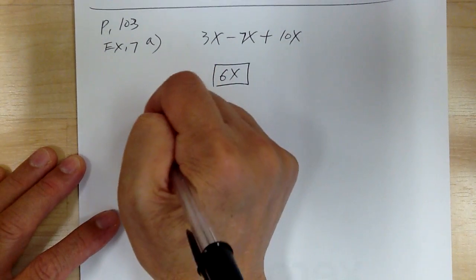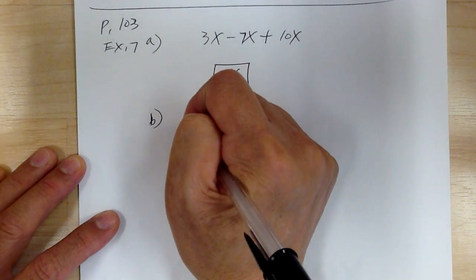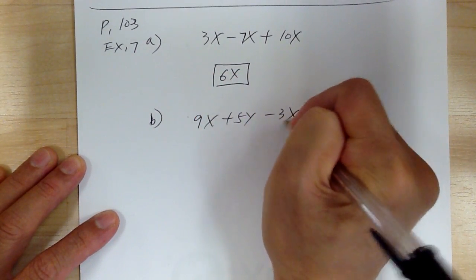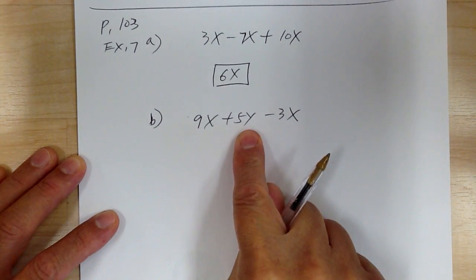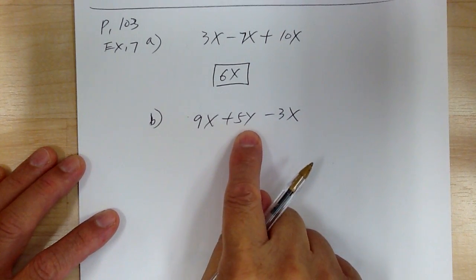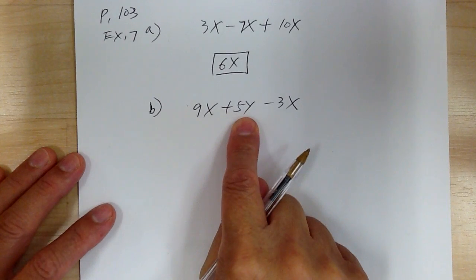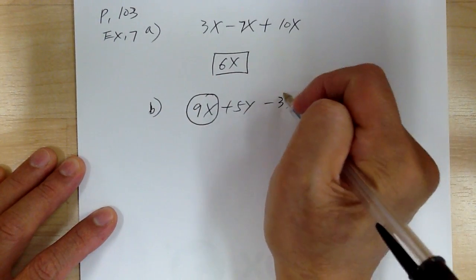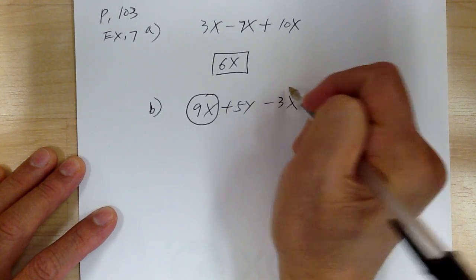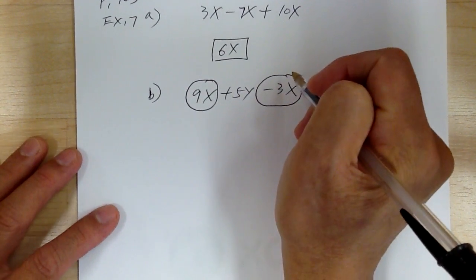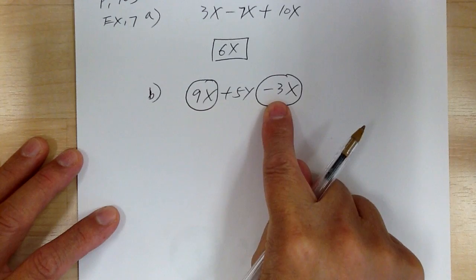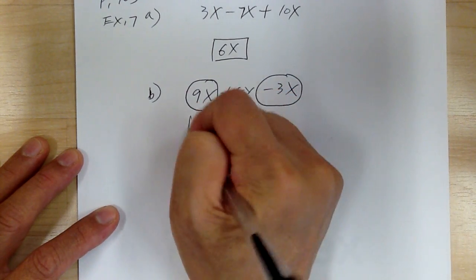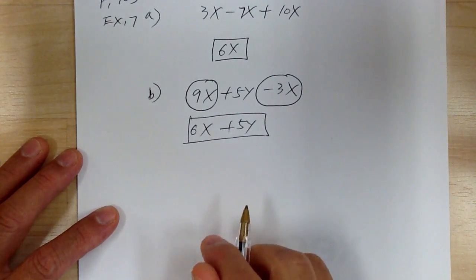Now when you go to part B, you got 9x plus 5y minus 3x. Notice this is y and these are x, so this is unlike terms. This is different from the other, so ignore that. You're just going to combine. Again, you use the circles and different shapes to keep track of what you have. So 9 minus 3 will give you 6x, and this one you leave alone. You don't do anything with it. And that's your answer.